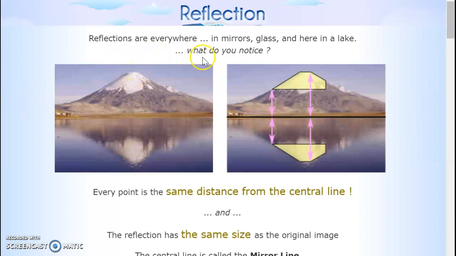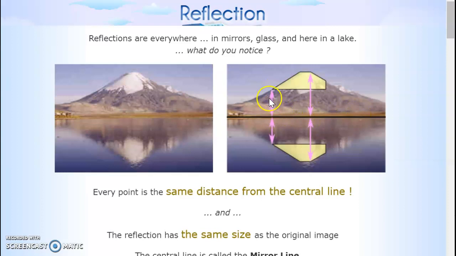So reflections are everywhere: in a mirror, glass, here on the lake. What do you notice? Do you see a reflection of the image of the mountain, even with the snow cap, on the lake itself? What else do you notice? Well, you should notice that every point is the same distance from the central line, or the line of reflection. The line of reflection, the line over which it is being reflected, is that brown land line, right? And it is reflecting over that black line if I was to draw that.